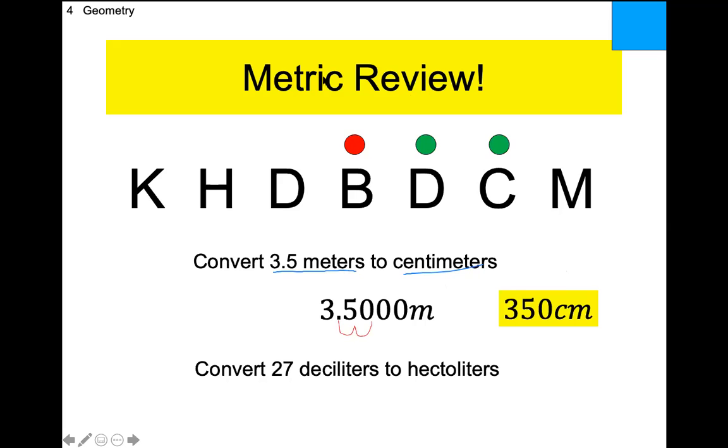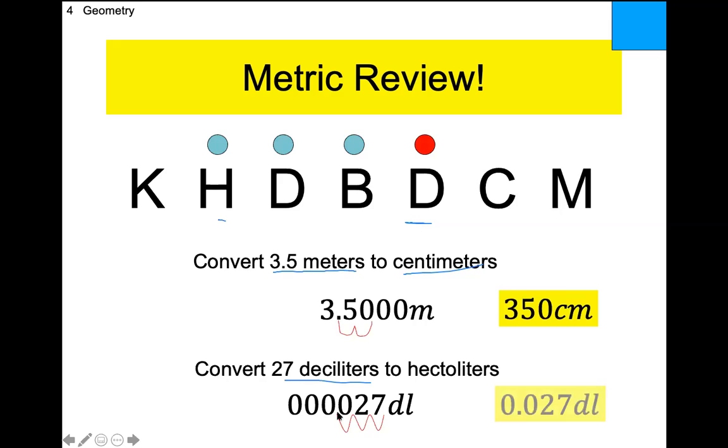So if we want to convert deciliters, that's the D. Deci, deca, deci. So that's this one. If I go from deci to hecto, that would be 1, 2, 3 to the left. Therefore, I take 27. The decimal place is originally right here, and if I move it 1, 2, 3 to the left, we get 0.027 hectoliters. That should be an HL, not a DL.